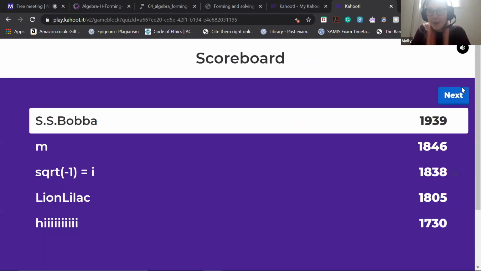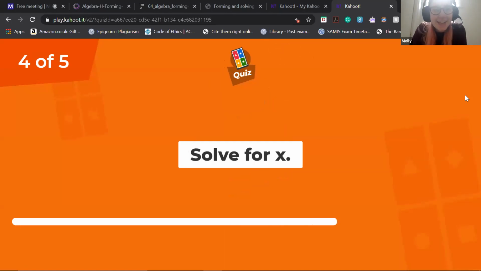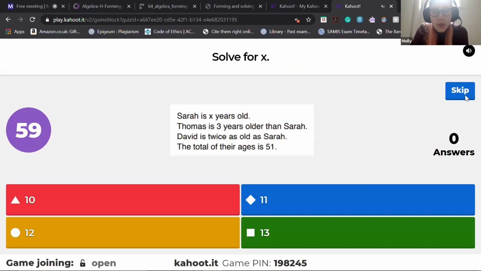Crushing these so far. Going to be hard to improve on this in the final Kahoot, so fingers crossed. Okay, penultimate question. This one isn't geometry. Hopping away from that for a little bit, but see what equation you can find here.